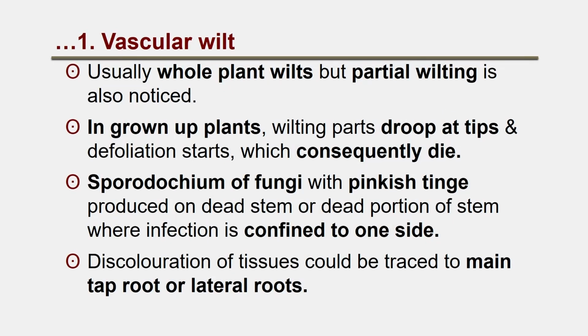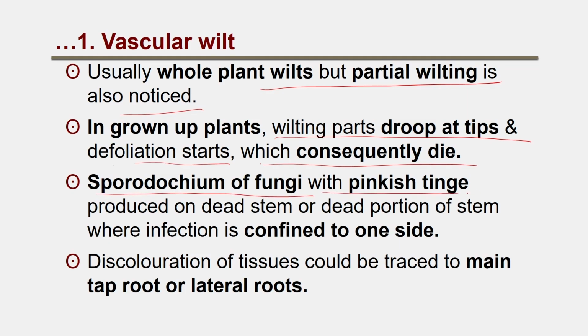So usually the whole plant wilts, but partial wilting is also noticed. In grown-up plants, wilting parts droop at tips and defoliation starts, and the plants consequently die. Sporodochia of the fungus with a pinkish tinge are produced on dead stem or dead portion of stem where infection is confined to one side.